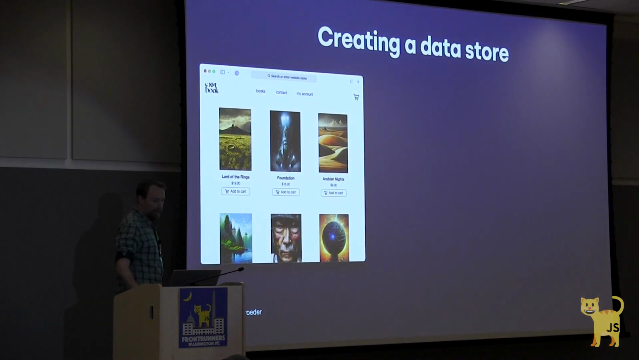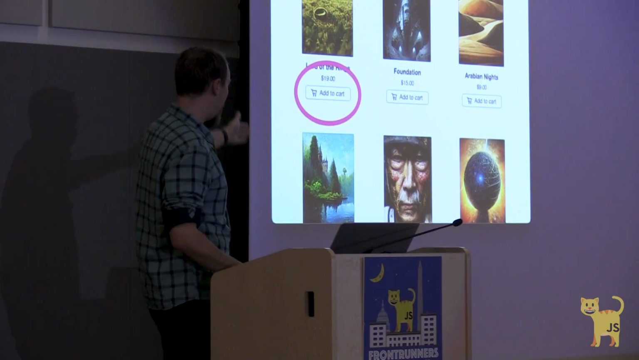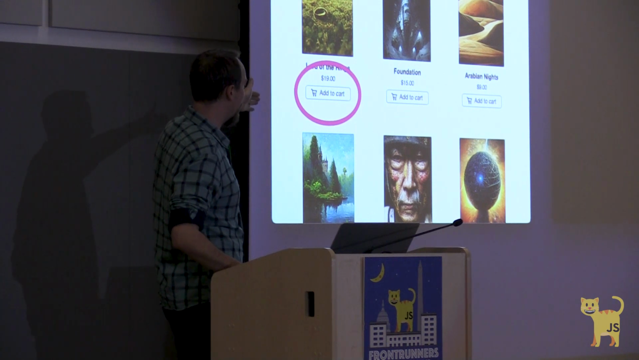So let's take a look here at what this would look like to create a little data store, something like a Vuex or a Redux kind of thing, just out of pure native JavaScript. No frameworks involved here. Here we've got a button. We're just going to take a look here at our fictitious store.